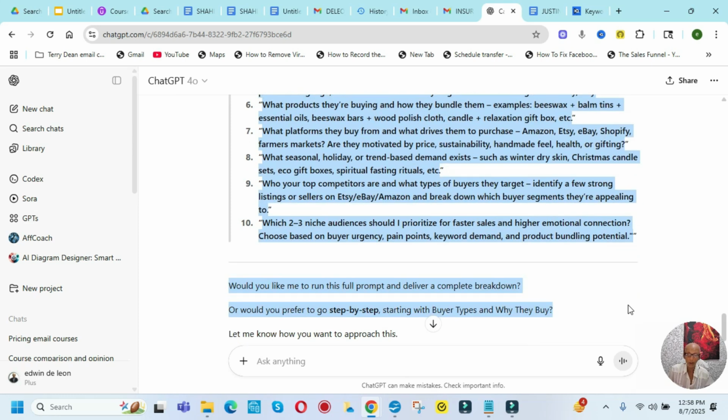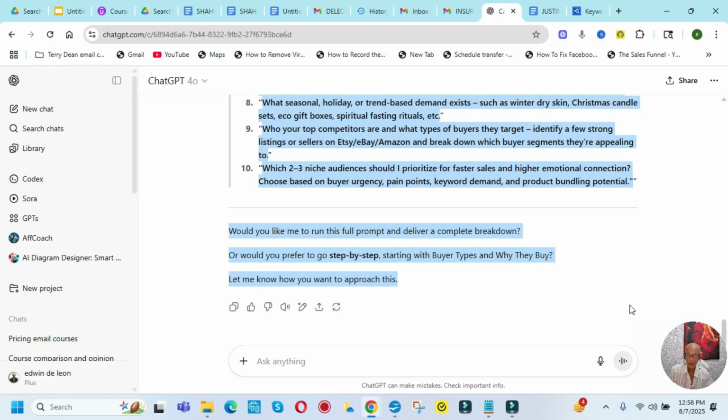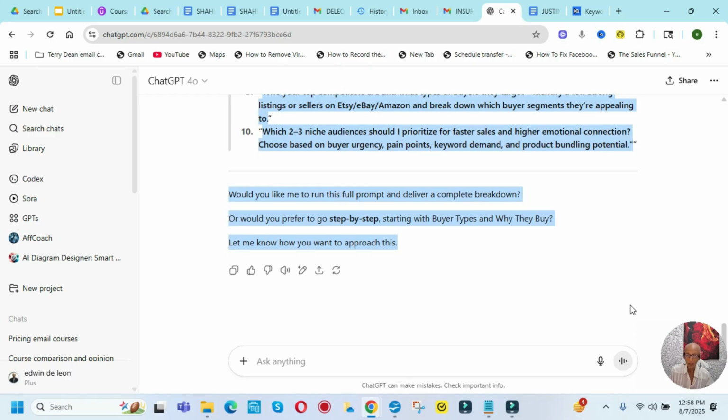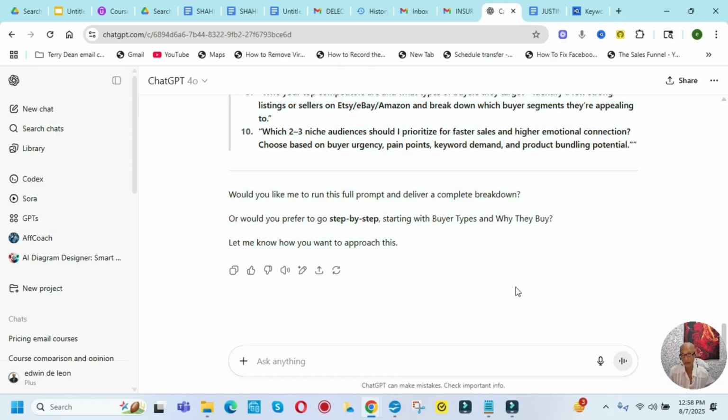Who your top competitors are and what types of buyers they target. Identify a few strong listings or sellers on Etsy, eBay, Amazon, and break down which buyer segments they're appealing to. 10. Which 2-3 audiences should I prioritize for faster sales and higher emotional connection? Choose based on buyer urgency, pain points, keyword demand, and product bundling potential. Would you like me to run this full prompt and deliver a complete breakdown? Or would you prefer to go step by step, starting with buyer types and why they buy? Okay, at this point, it's asking you, are you ready to run this prompt, execute it, and it will provide you the answer.